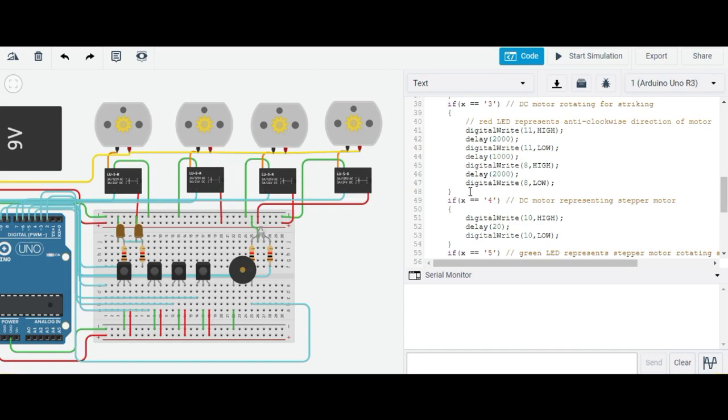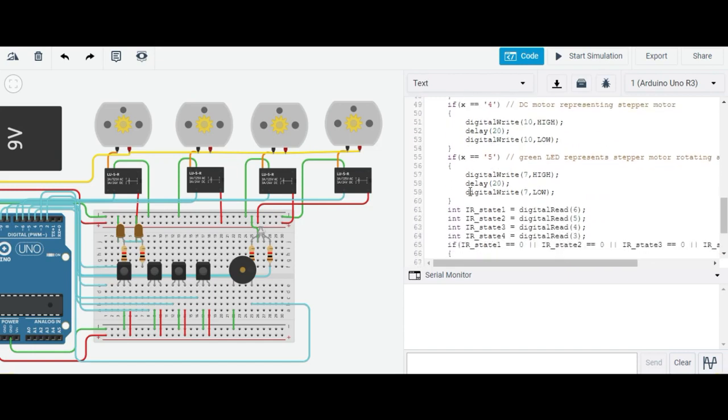When the user gives 4 as an input, this DC motor which represents the stepper motor rotates clockwise, that is the striking part rotates clockwise for 20 milliseconds, and when the user gives 5 as an input, which indicates the stepper motor as the green LED, it rotates in the anti-clockwise direction, that is the striking part rotates anti-clockwise for 20 milliseconds.